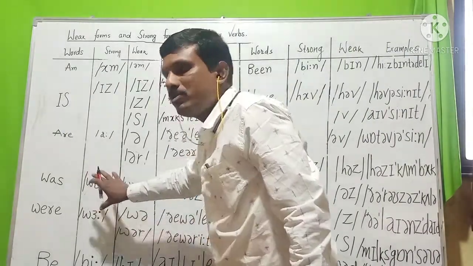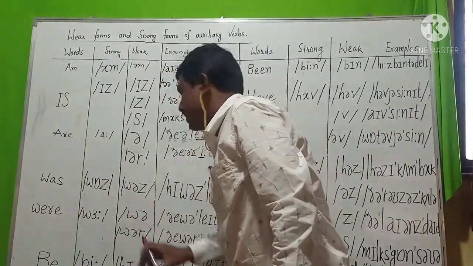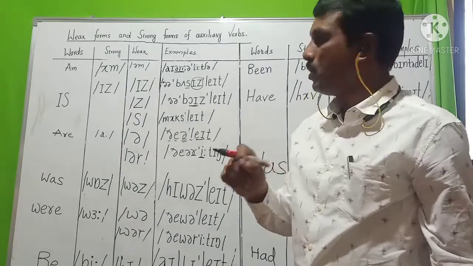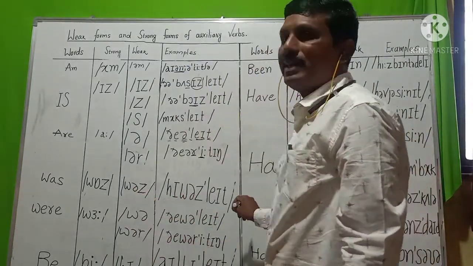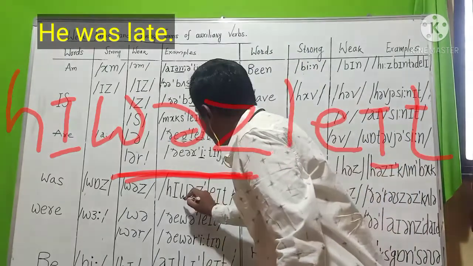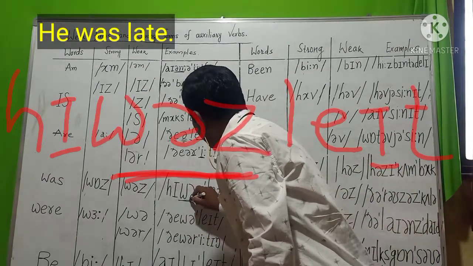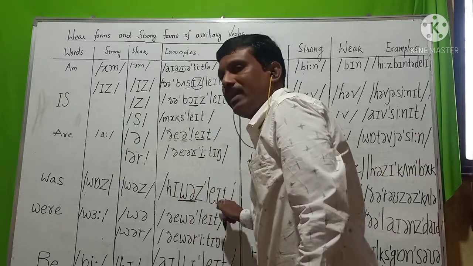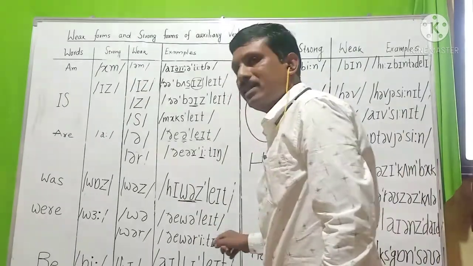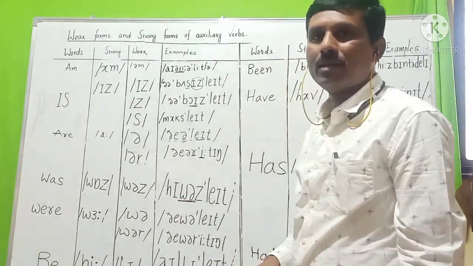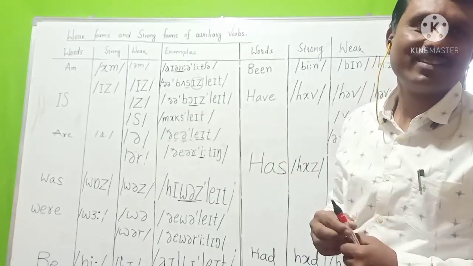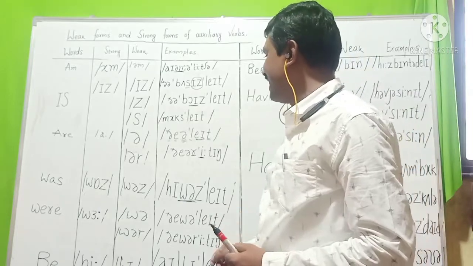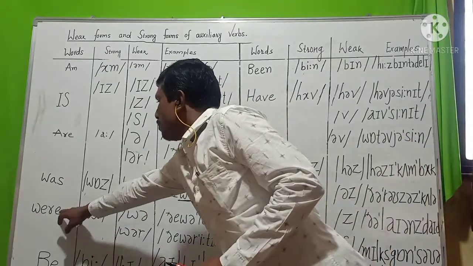Okay. Next is was. Its strong form is was and its weak form is wəz. It's written in here. So, the example is he was late. Look at this. He was late. Say it. He was late. Loudly. He was late. Ah, it's like that. He was late.